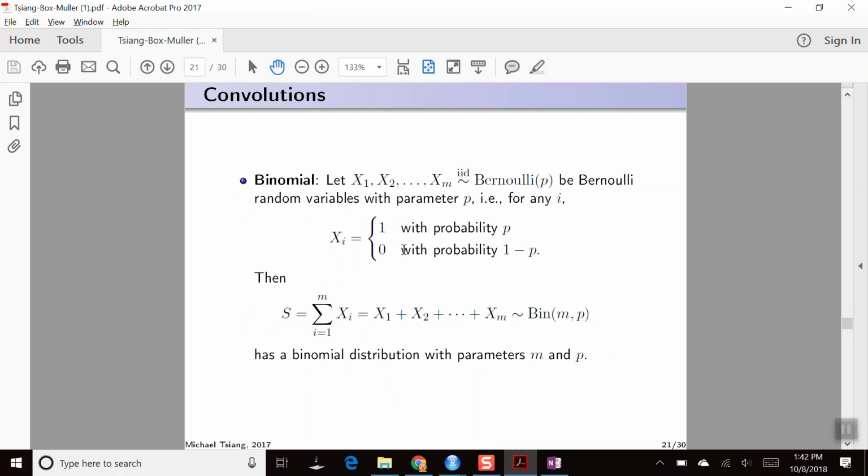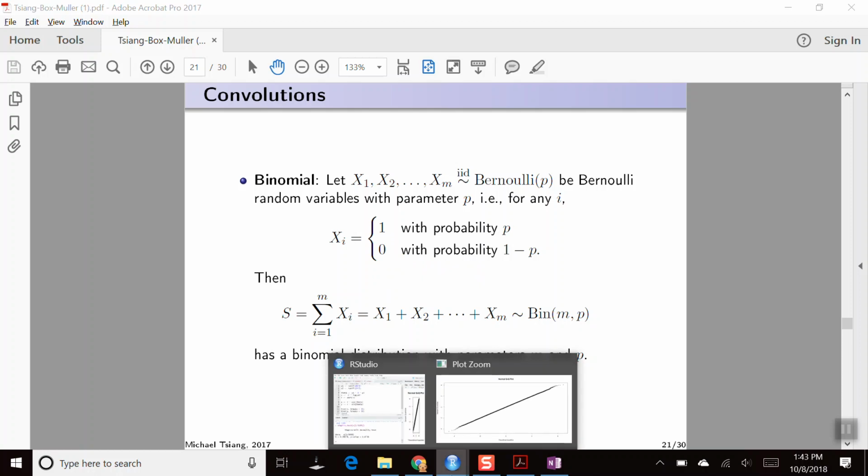So for the binomial distribution, if you want a binomial random variable with parameters m and p, you just flip the coin m times, and the coin will land heads or return a 1 with probability p, and will return a 0 with probability 1 minus p. Then you add them up, and you'll have a binomial random variable. Totally valid. And with a computer, convolutions are not hard at all, and they're quick.